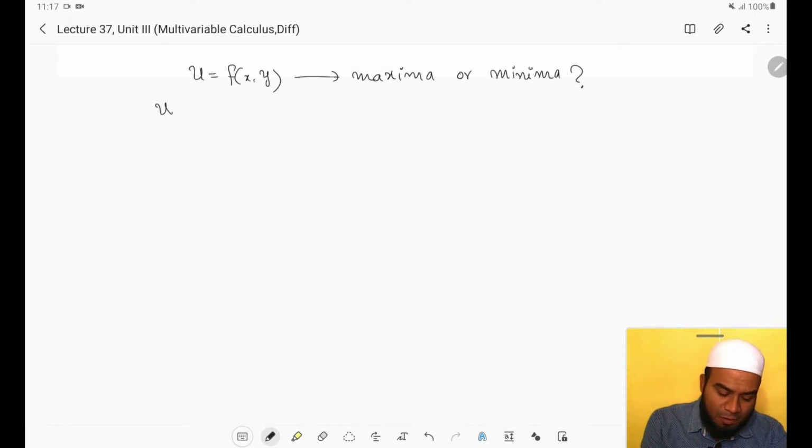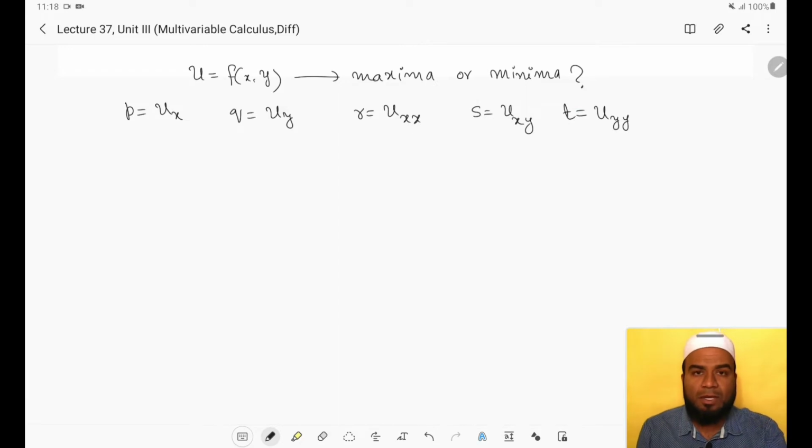First we evaluate ux, that is partial derivative of u with respect to x, partial derivative of u with respect to y, then partial derivative of u with respect to xx, partial derivative of u with respect to xy, and last partial derivative of u with respect to yy. All these are denoted by p, q, r, s and t, right?